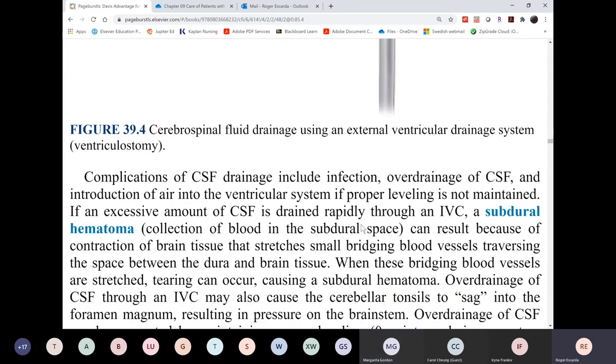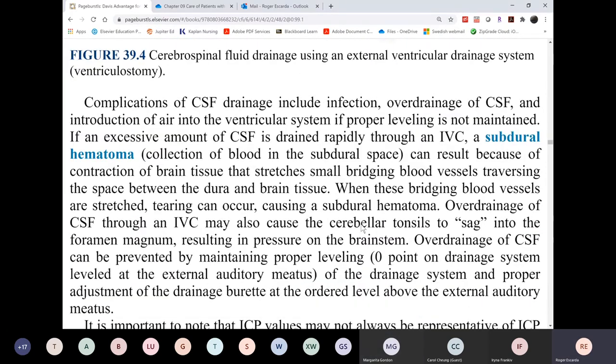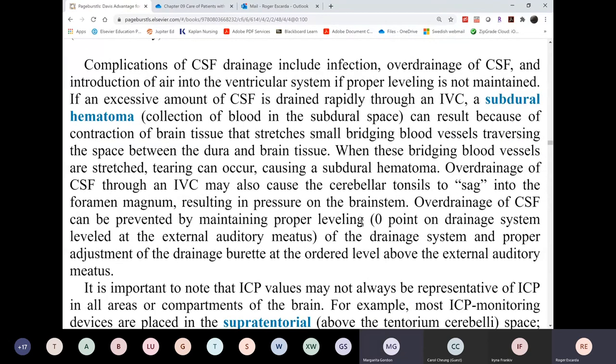That way you can help, though not much. It won't really significantly lower ICP because CSF is only 10% of the total volume inside the cranium, but it's better than nothing.